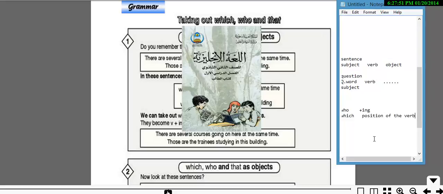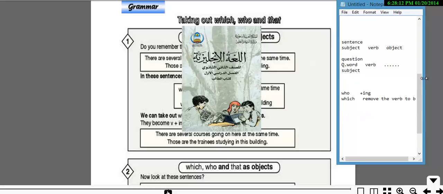For example, as you can see in this sentence, no, sorry, you don't have to do anything. Like there are several courses going on here, which are going on here. You're going to only remove the verb to be, which is the are in this case.